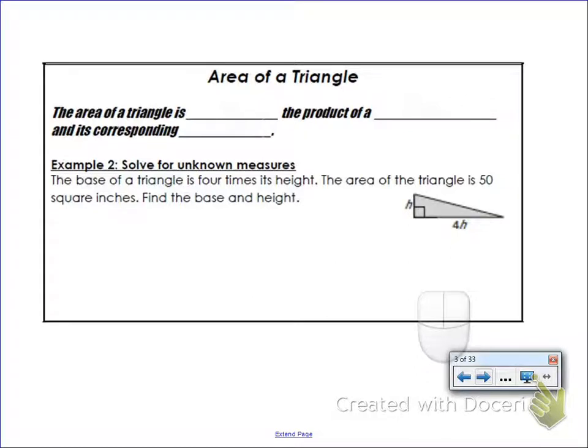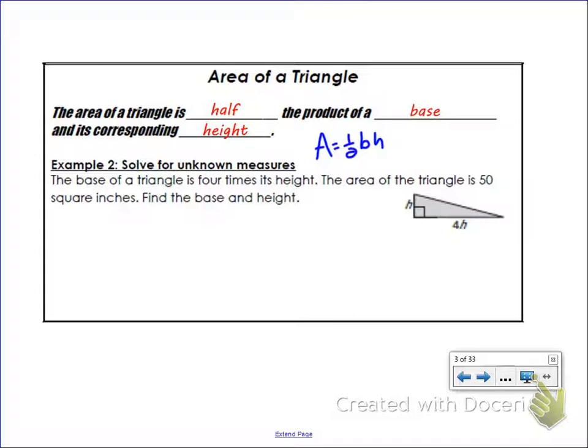Next we'll look at a triangle, and again, a triangle is something we found the area of previously. The area of a triangle is going to be half the product of the base and its corresponding height. Again, we have the word height in here, and we need to associate the word height with perpendicular. The height of a triangle in this case is going to be the perpendicular distance from the base to the opposite vertex. And again, we can write this formula as area equals 1/2 times the product of the base and the height. So 1/2 times base times height.